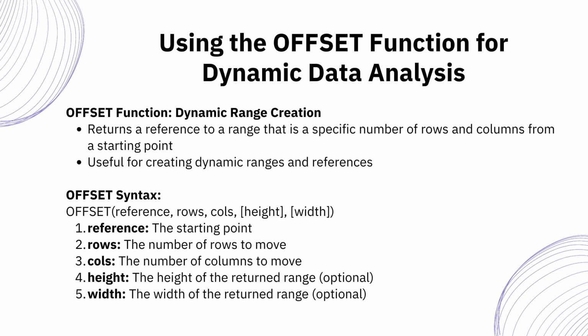The OFFSET function is used to create dynamic ranges in Excel. It returns a reference to a range that is a specified number of rows and columns away from a starting point. This is particularly useful for dynamic charts or for analyzing a subset of data that shifts over time. Using OFFSET allows for greater flexibility in your analysis, making it easy to update reports and charts as your data changes.